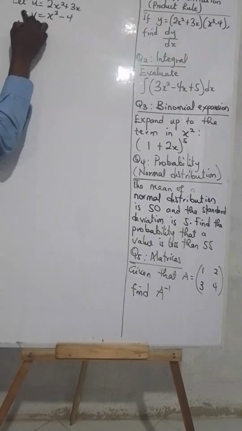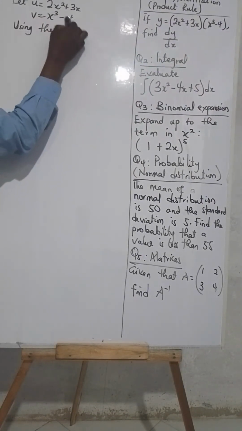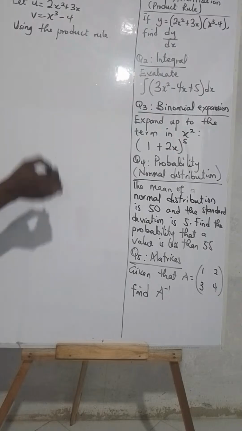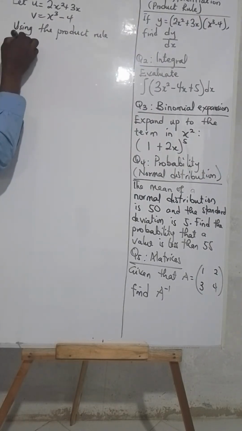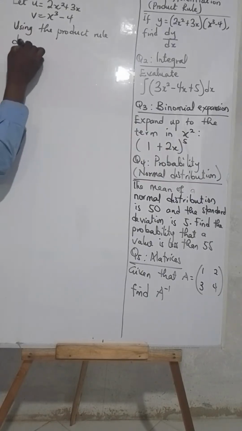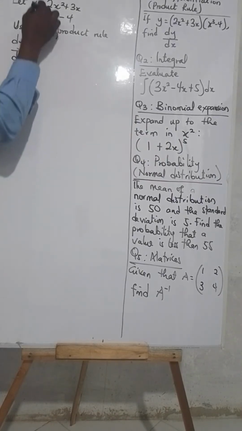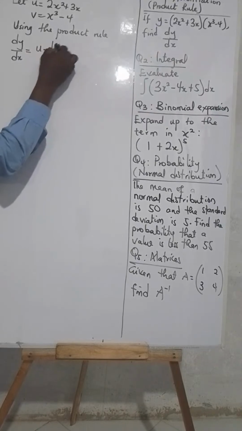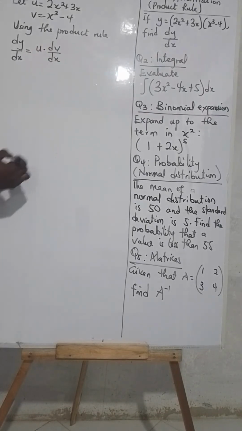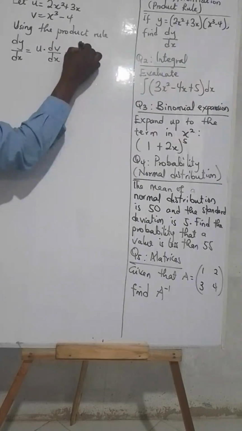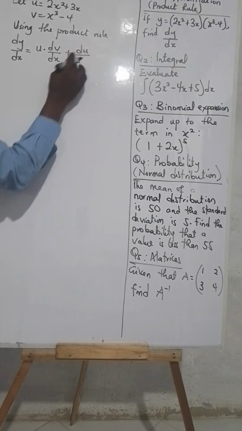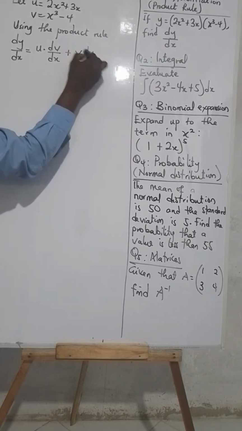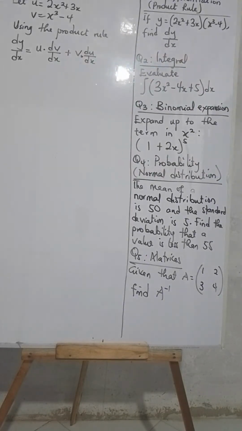So using the product rule, we have dy dx equal to our u times dv dx, plus v times du dx.